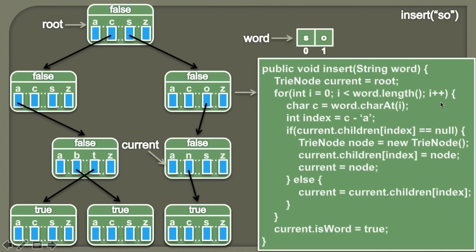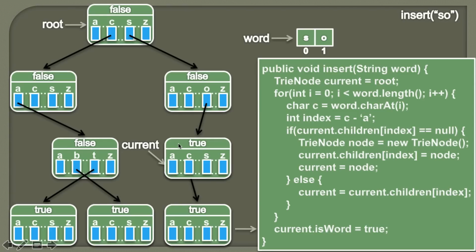Now after incrementing I by 1, I becomes 2. So the condition in the for loop comes out to be false because 2 is not less than 2. So the for loop exits. And here is the most important part: as current is pointing to this trie node and we have inserted this word completely into this trie, we will mark the isWord property of this trie node to be true, stating that this is the end of the word.